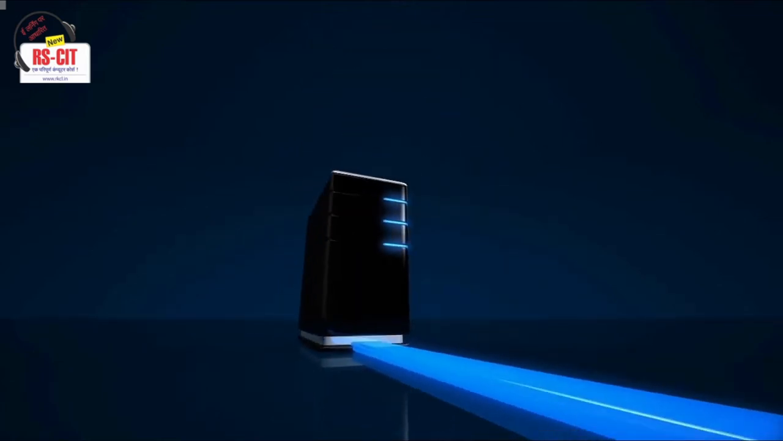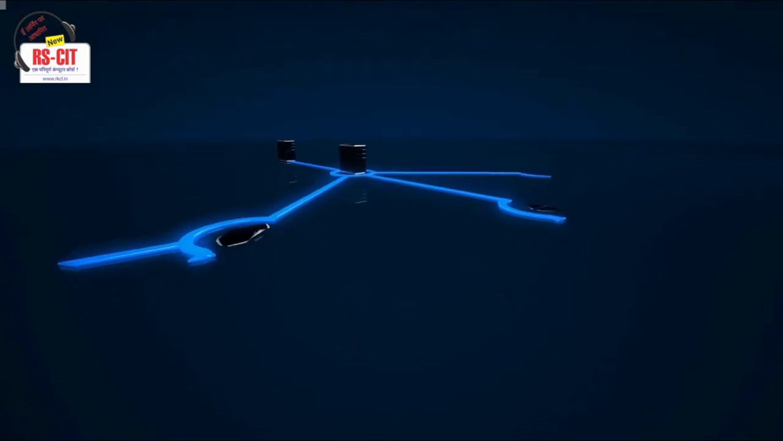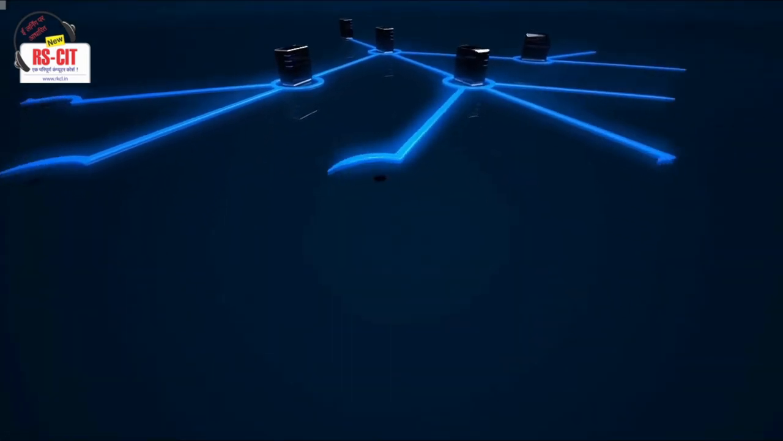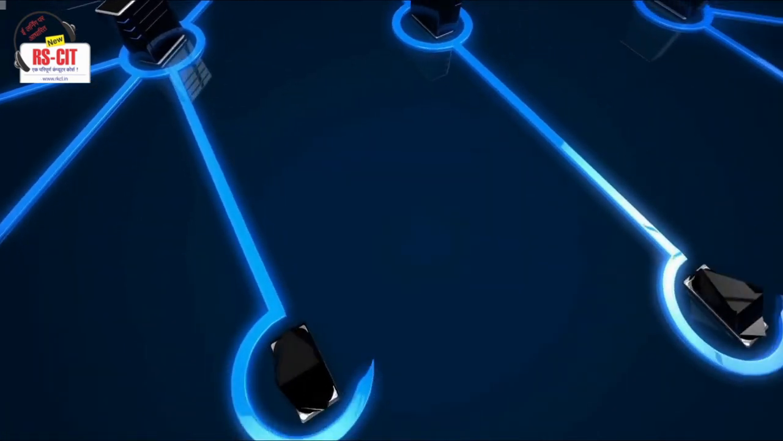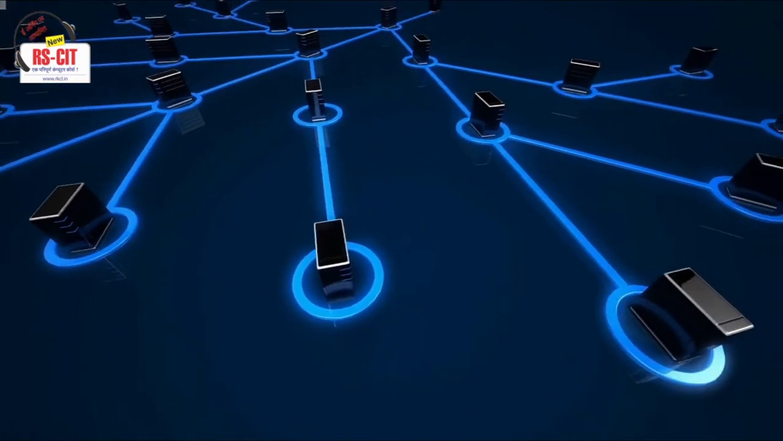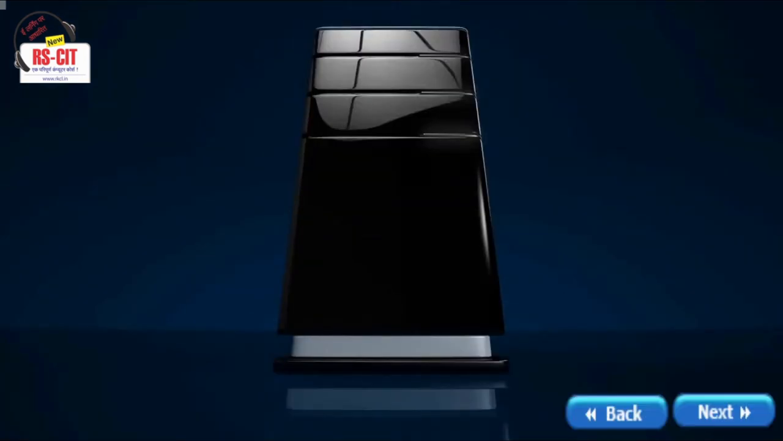The most common resource shared today is connection to the internet. Other shared resources can include a printer or a file server. The internet itself can be considered as a computer network.